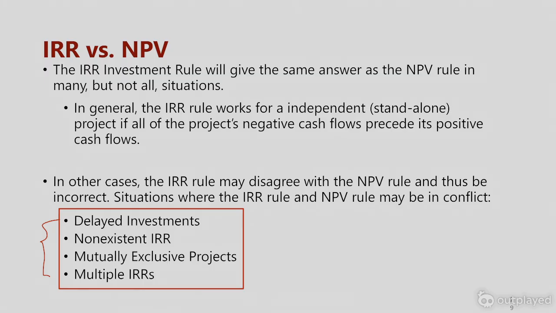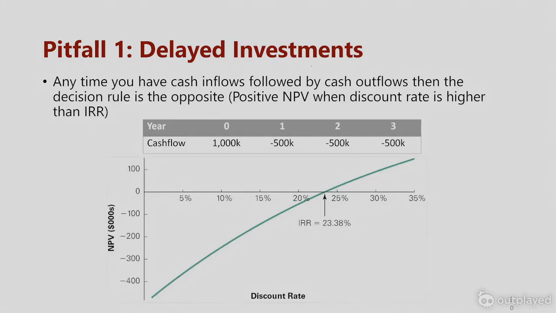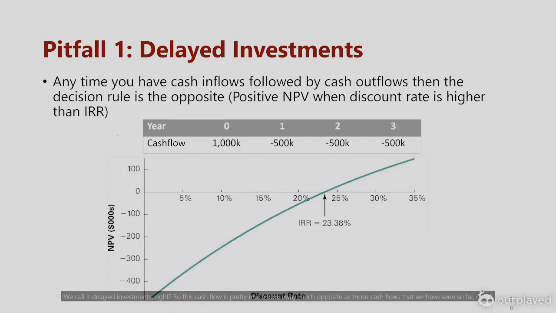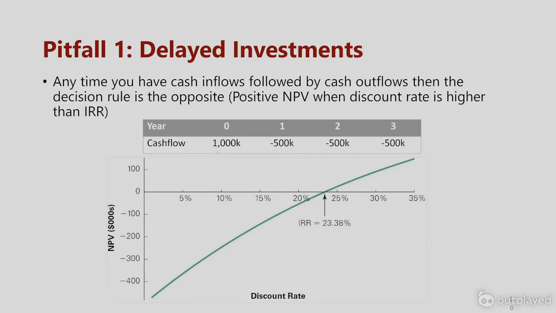Now, as a first scenario, we call it delayed investments, right? This cash flow is pretty much the opposite of those cash flows that we have seen so far, right? So far, we've only had one single cash outflow as an investment. And as compensation, we were able to expect subsequent cash inflows, following an initial investment, right? However, if the cash flows look the opposite, and we have a cash inflow at the beginning of the period, followed by a stream of cash outflows, then IRR and NPV tell us something very opposite.